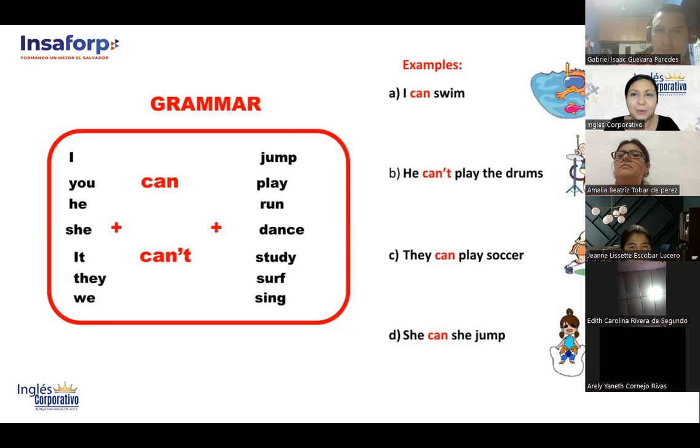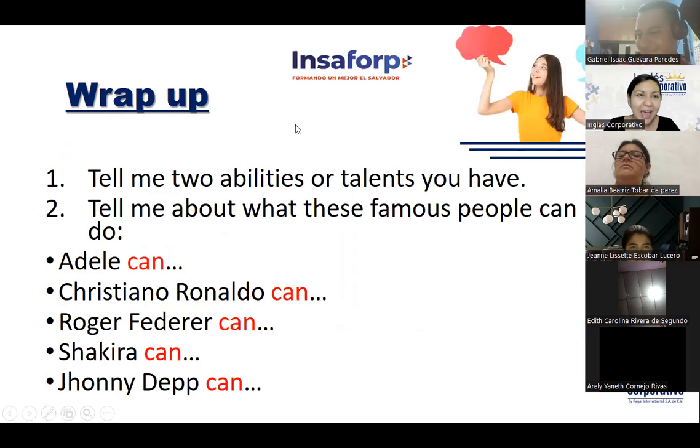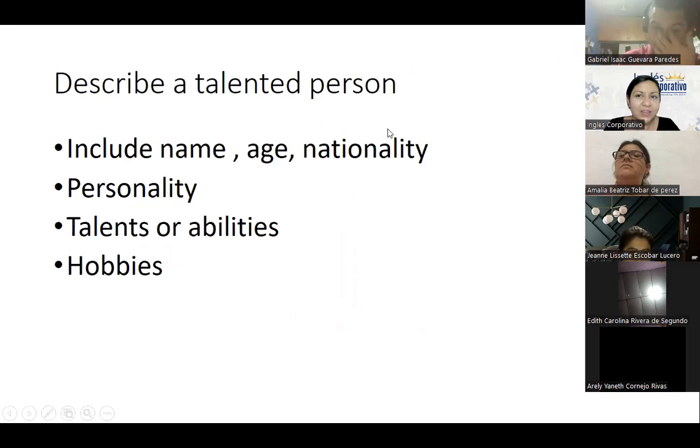Very good. Oh, people, we just have 1 minute. I didn't notice. Okay, so I want to do this for tomorrow's class. Describe a talented person. You will talk tomorrow in the class for 1 minute about a talented person. Could be famous or could be a person in your family, a friend, etc. You have to include the name, the age, the nationality. You can say, for example, my talented person is my brother. His name is Walter. He's 40 years old. He's Salvadorian. He's very funny. He's talented. You say he can do this or that.